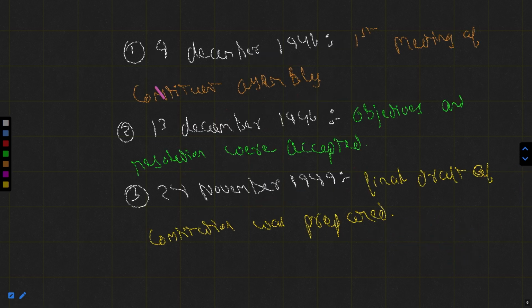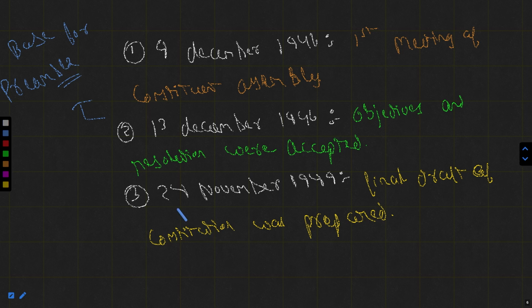Okay. On 9 December 1946, the first meeting of Constituent Assembly was held. On 13 December 1946, objectives and resolutions were accepted. It means, what are the objectives behind making of the Constitution? What are the resolutions which are required to be accepted? And this formed the base for the Preamble of the Constitution. About it, we will have a discussion in the upcoming lectures.